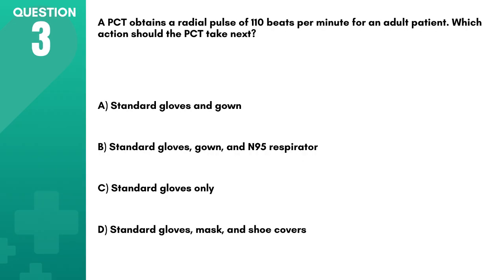Question 3. A PCT obtains a radial pulse of 110 beats per minute for an adult patient. Which action should the PCT take next? A. Immediately report the finding to the nurse. B. Recheck the pulse in 15 minutes. C. Document the pulse rate and continue monitoring. D. Ask the patient if they feel anxious.